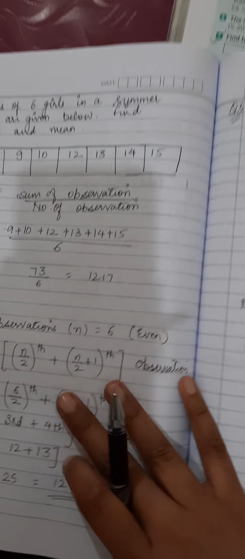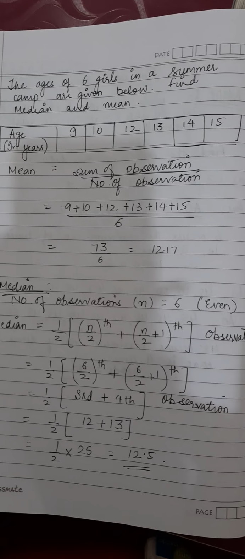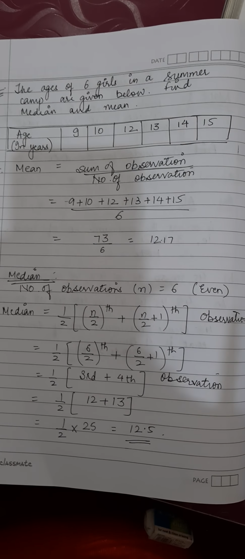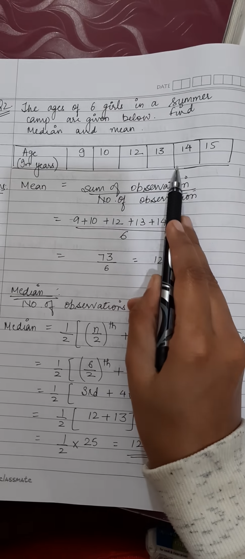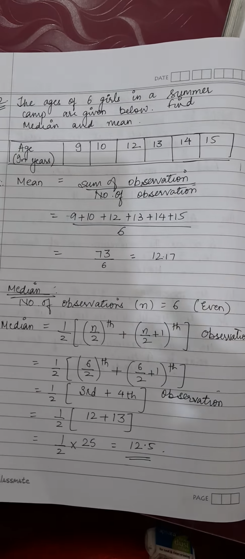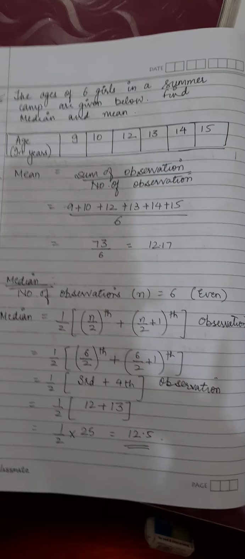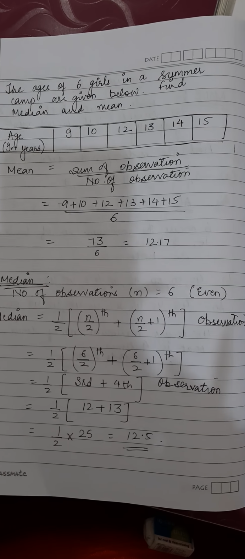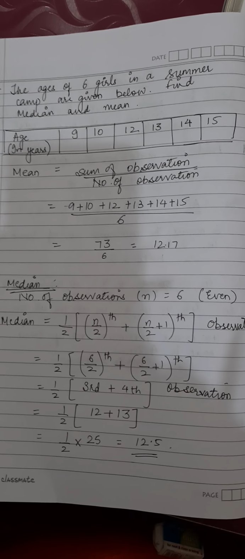Now, question number 2: the ages of 6 girls in a summer camp are given below. You have to find the median and mean. Now, in this question, data has been given, already in ascending order. You are going to find firstly the mean and then the median. In 17.1 you have done mean, and in 17.2 we have done median. We just have to do the same thing.